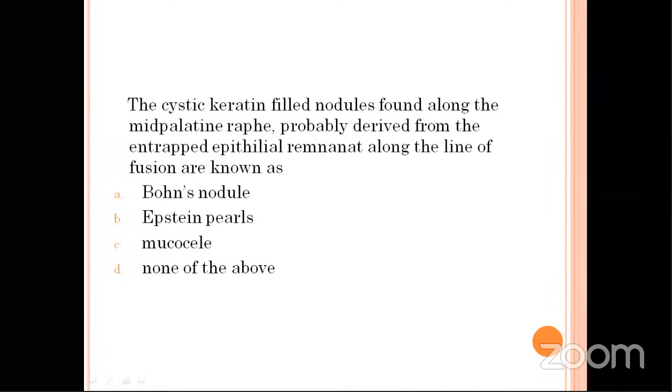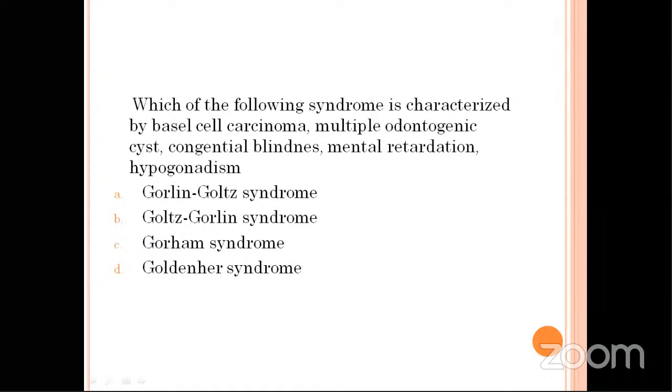The cystic keratin filled nodules found along the mid-palatine raphe is derived from Epstein pearls, seen in children, infants rather. Which of the following syndrome is characterized by basal cell carcinoma, multiple OKC, congenital blindness, mental retardation, and hypogonadism? It is Gorlin-Goltz. Goltz-Gorlin is focal epithelial hyperplasia. Gorham syndrome is vanishing bone syndrome, and Goldenhar is what we saw in the agenesis of the condyle. Okay, only one half of the face will be developed, the other half will be not. That is Goldenhar.